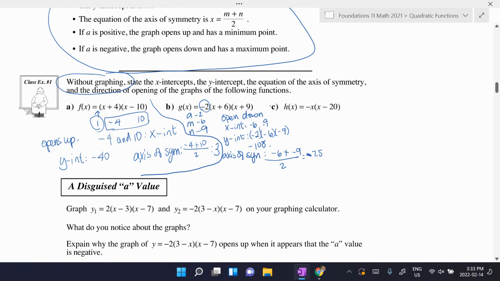Okay. Next one. I'm going to put this in the same form so you can see it. So negative 1 times x minus 0 times x minus 20. Now, if you don't know how I got the 0 and the 1, make sure you come and chat with me sometime, okay? So your A is negative 1, m is equal to 0, n is equal to 20. It's negative, so it's opening down.